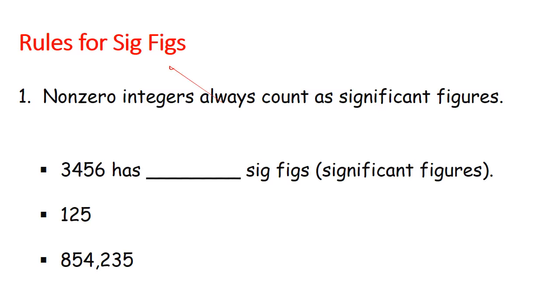So the first rule says all non-zero integers. So any number that is not a 0, always, one of my favorite words in chemistry, always counts as a significant figure. For example, 3,456 has 4 sig figs. 125 would have 3. And this number would have 6 significant figures. Every digit that is not a 0 counts as significant. Seems easy enough, right?